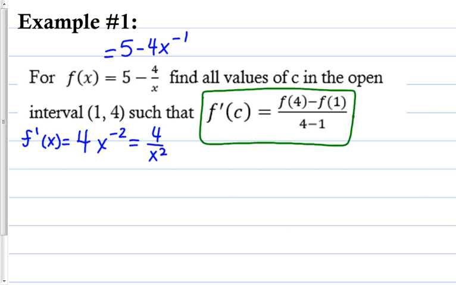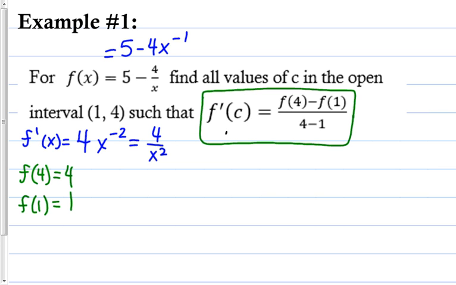I'm going to need f of 4. That means I'm going to take the original function and plug in a 4. And when I do, I get 5 minus 1, which is 4. And then I'm going to take f of 1 and plug that in. And when I plug that in, I get 5 minus 4, which is 1. So this is the stuff I'm going to use in my little mean value theorem formula.